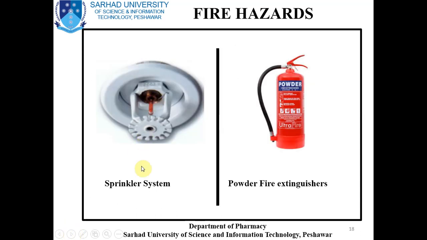You can see the sprinkler system figure on the left side, while on the right side you can see the powder fire extinguisher containing the chemical in powder form. It is for controlling the fire hazard in the pharmaceutical industry.